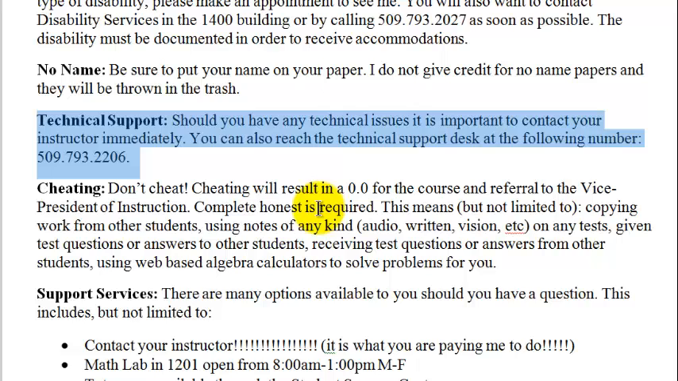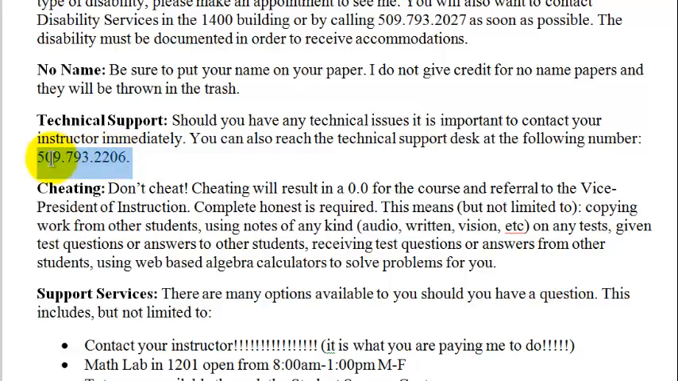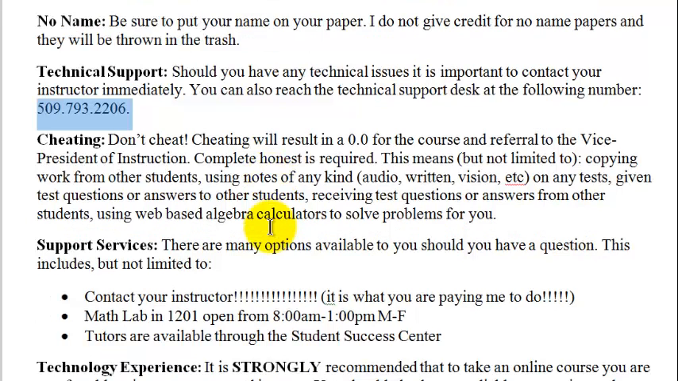Online courses, there's always tech issues for some reason, no matter how much we try to prevent them. If you run into any tech issue, contact me, your instructor, immediately. Every quarter, somebody sends me an email and says, 2 weeks ago, I had problems accessing the course content. I can't help you at that point. 2 weeks have gone by. The moment you have a problem, email me and we'll start working towards a solution. This is also the help support number for all tech issues on campus. If you can't get a hold of me, call this number and they might be able to help you.